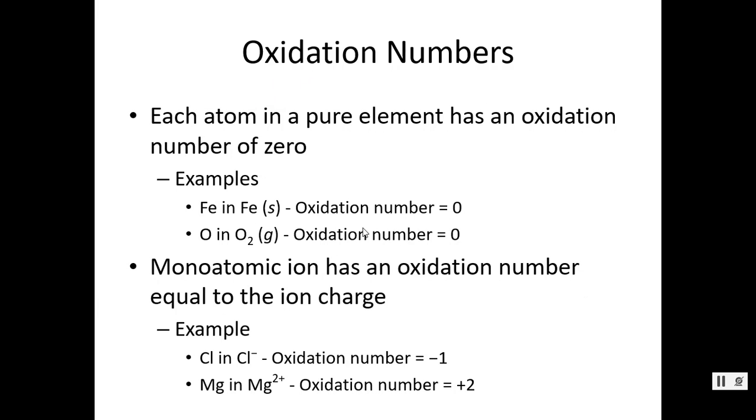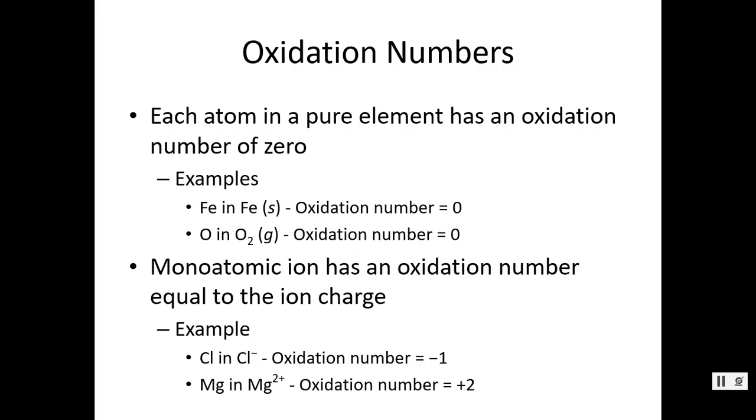First rule, each atom in a pure element, meaning an element by itself, has a charge or an oxidation number of 0, a great big fat 0. So for example, if I just have solid iron all by itself, not bound to a nonmetal or in an ionic compound, the charge on that iron, when it's all by itself, is a great big fat goose egg, big fat 0. Similar with oxygen. Oxygen as O2, oxygen all by itself, not bound up in an ionic compound, has an oxidation number of 0 as well.